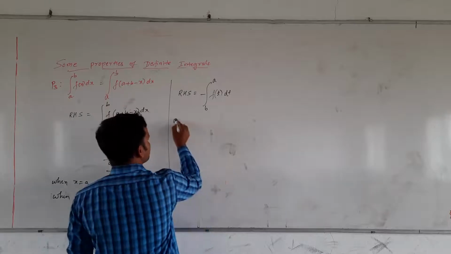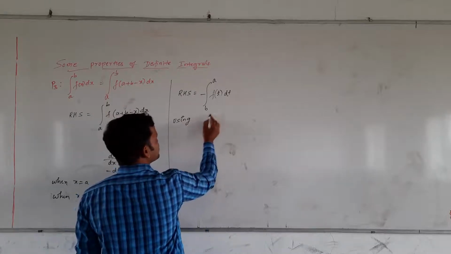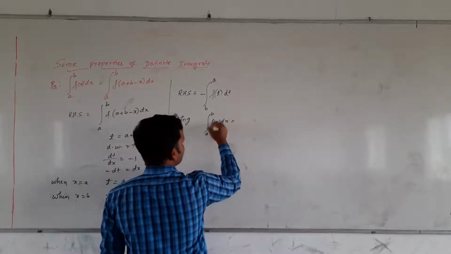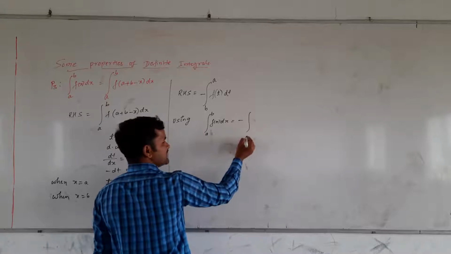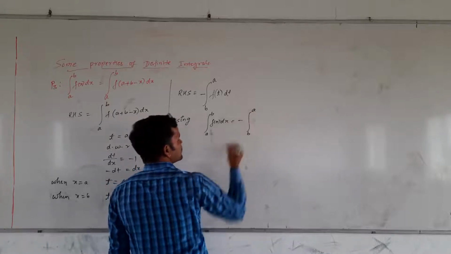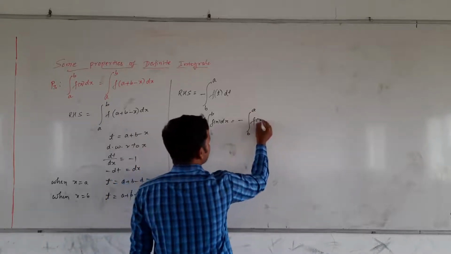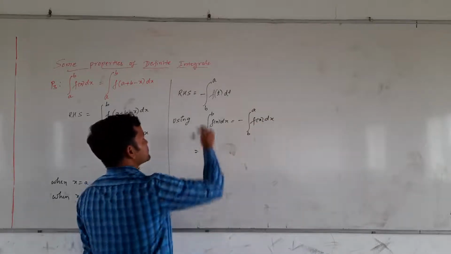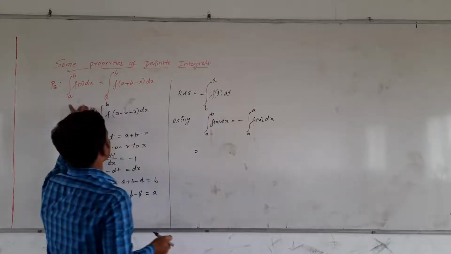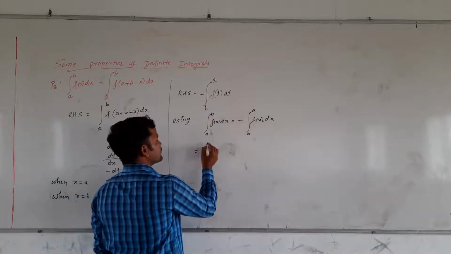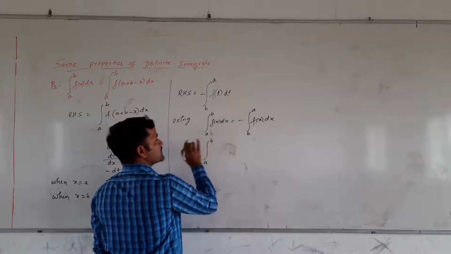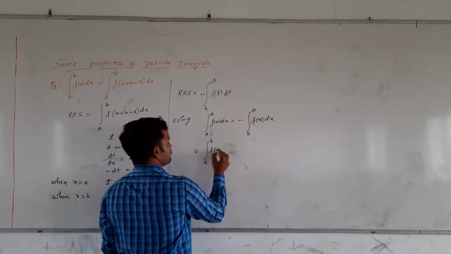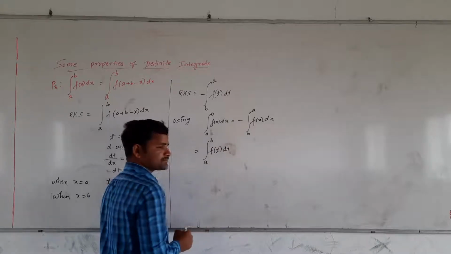See, using the property, that is property P1, what it said? A to b f of x into dx is equal to, if you interchange upper limit and lower limit, what happens? Integral multiplied with the minus sign. B to a f of x into dx. In the same way, in our RHS, what do I do? I will interchange upper limit and lower limit, because I want it from a to b. Interchanging upper limit and lower limit, this becomes a to b multiplied with minus, which means minus becomes plus. A to b f of t into dt.